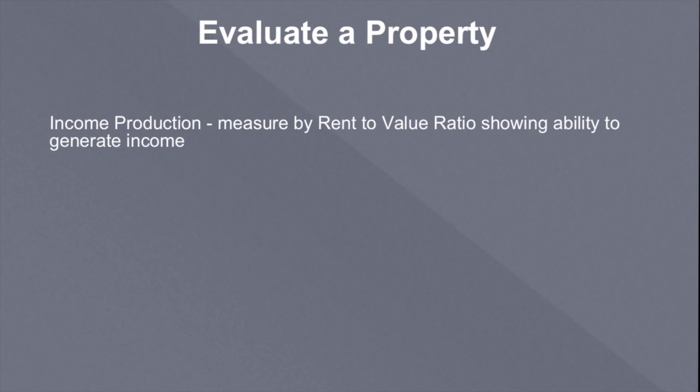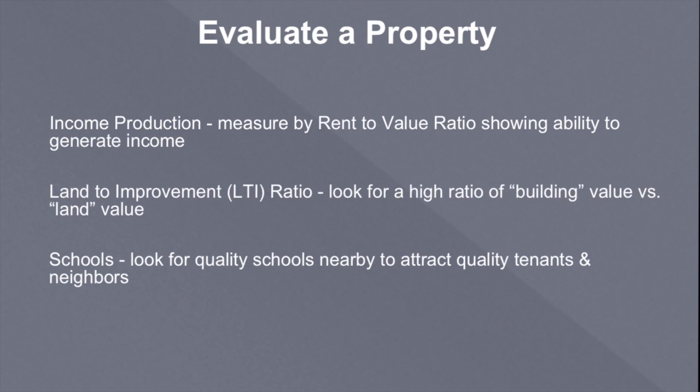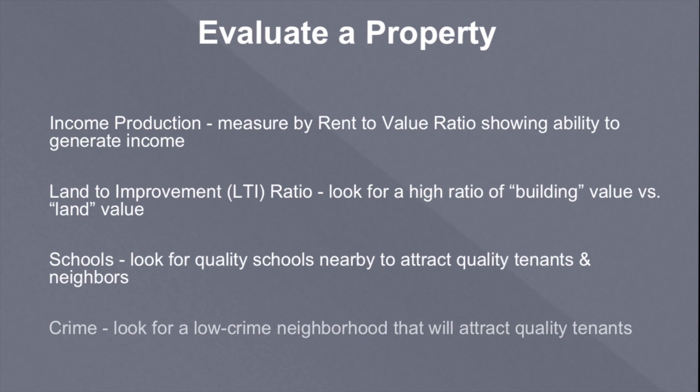So what about income production? We need to measure the rent to value ratio by showing the property's ability to generate income. The schools, what are we going to look for in terms of schools? What are we going to look for in terms of the LTI? Remember my little trademark LTI, or land to improvement ratio. What is the comparison of the building, the improvement sitting on the land, versus the land value? That tells you a lot about your risk.